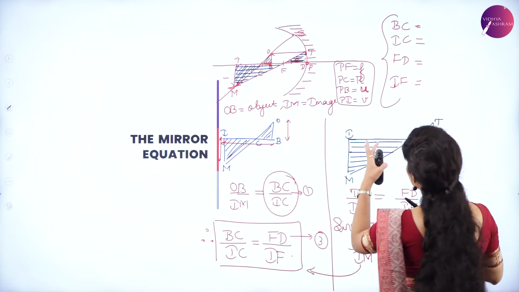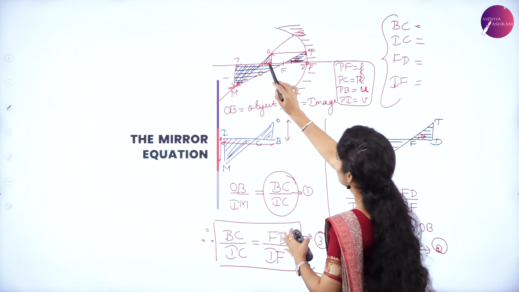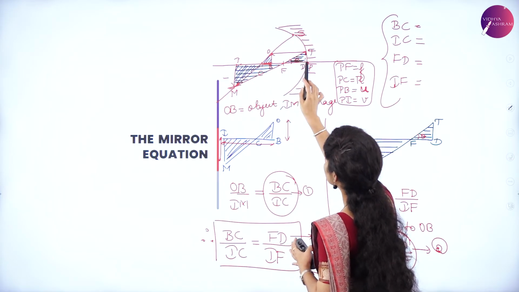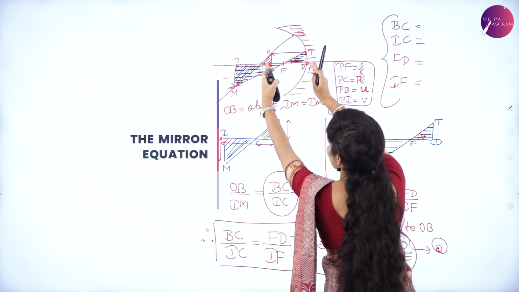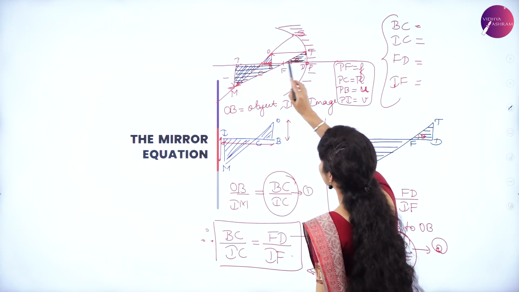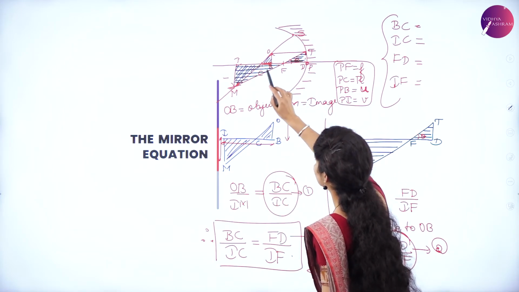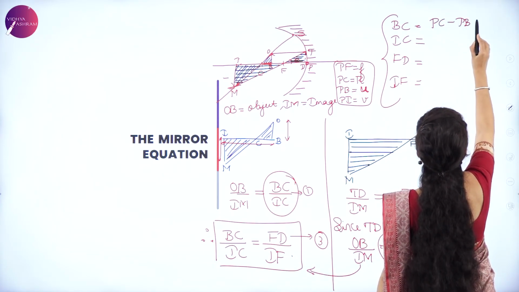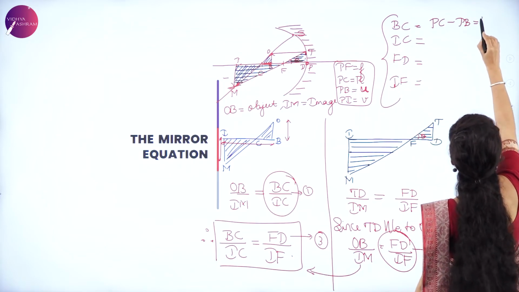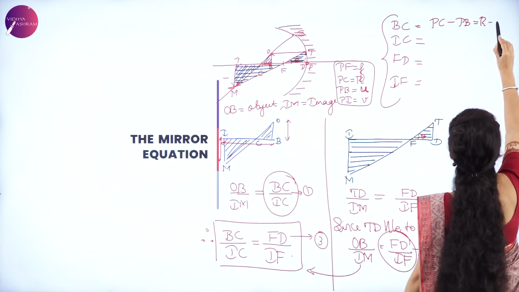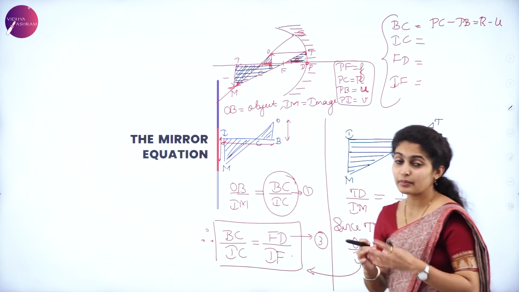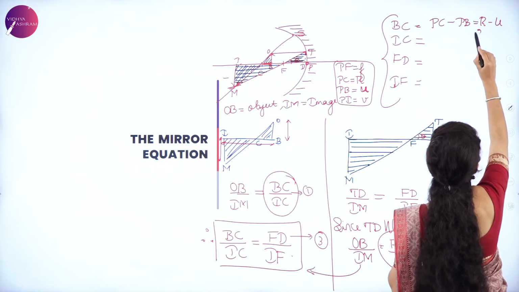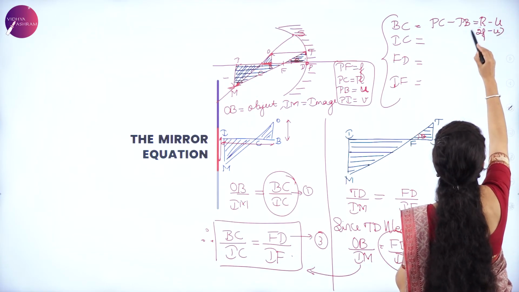Having this concept, we will have to opt for BC. In order to calculate this BC, I have to take PC minus PB. If you are taking the full term and subtracting only PB, it is PC minus PB, you will get this BC. So what is your PC? It is R. What is PB? It is U. And R is nothing but 2 times the focal length, correct? So you can replace your R by 2F minus U.